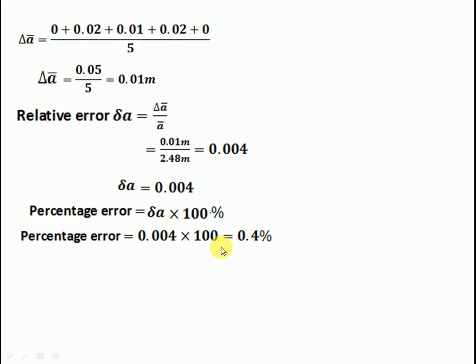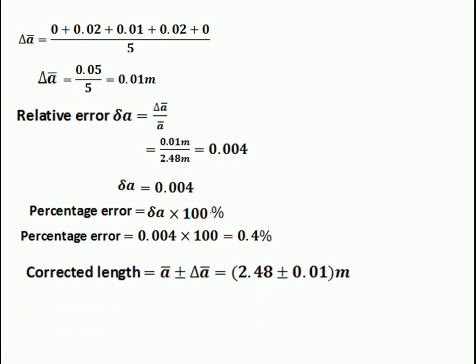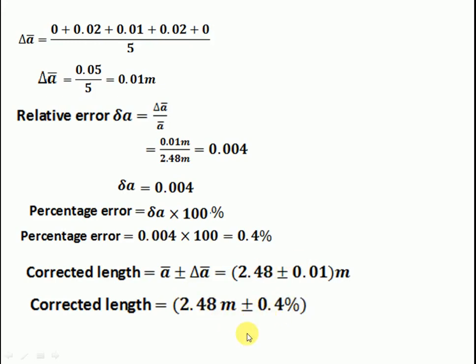Now I'll write the corrected form of the length. So my corrected form of length is 2.48 plus minus 0.01 meter. So that means I will have the error of 0.01. So my measurement may vary from 2.47 to 2.49. So in percentage you can write corrected length is equal to 2.48 plus minus 0.4%. So meaning I will have the error of 0.4%.